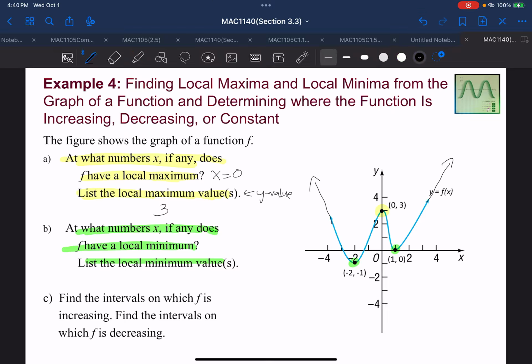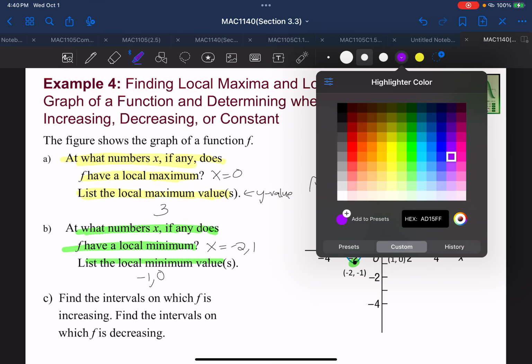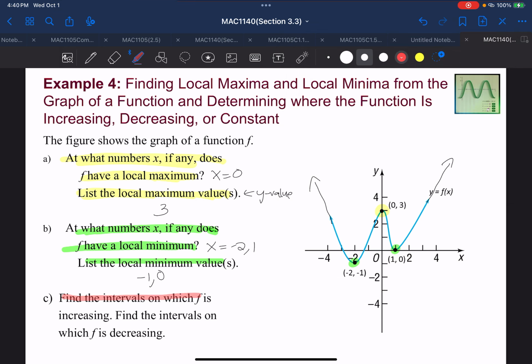And the values of x that this occurs at are -2 and 1. And the actual local minimum values, which are the y values, are -1 and 0. And then part C says to find the intervals on which f is increasing and the intervals on which it is decreasing.